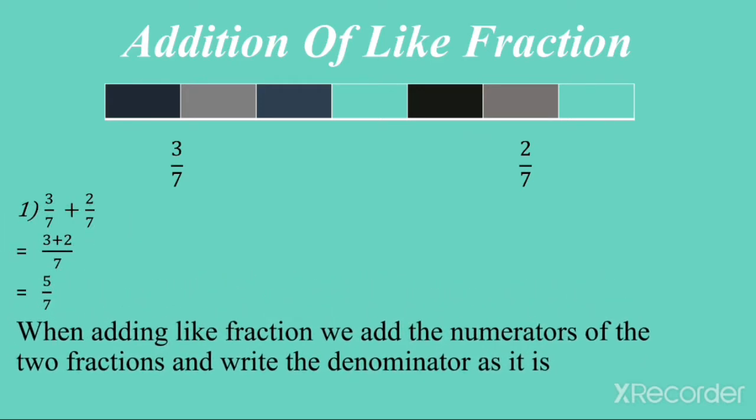Now leave one line and write this. When adding like fractions, we add the numerators of the two fractions and write the denominator as it is.